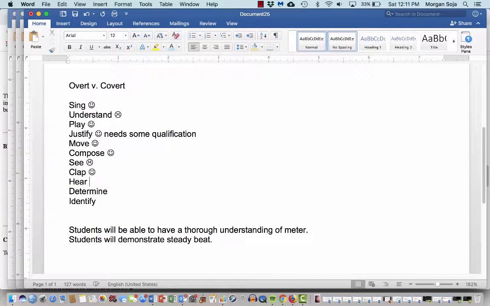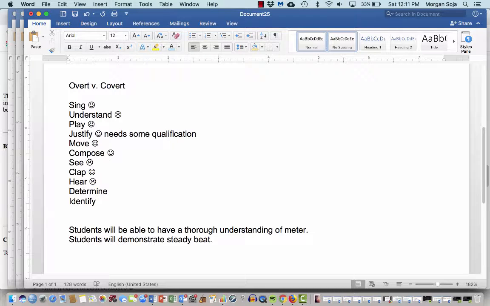By the same token, how about hear? Students will be able to hear the correct rhythm. Okay, but how will you know that they've heard the right one or the wrong one? Or how will you know the difference? The student is probably going to do something to let you know that they have determined what is the correct rhythm or the incorrect rhythm, or the melody pattern you want them to hear. So no, that's a covert one.